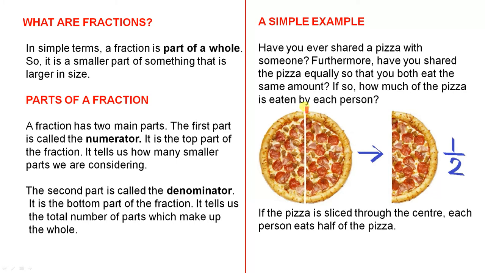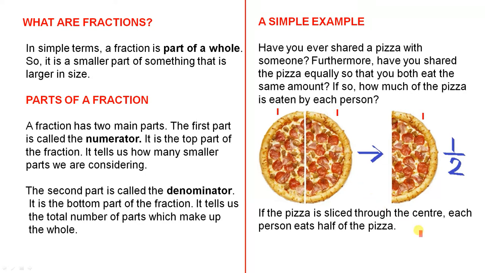Now here is a pizza, and if you notice we have sliced the pizza in this fashion here, down the centre. In other words, this is 1/2 of the pizza here, and this fraction here is how we designate 1/2. That is, that part there is the 1, which is the part we are considering, that is the part eaten by each person. The 2 tells us that the pizza has been divided into 2 parts, so those 2 parts make up the whole pizza.